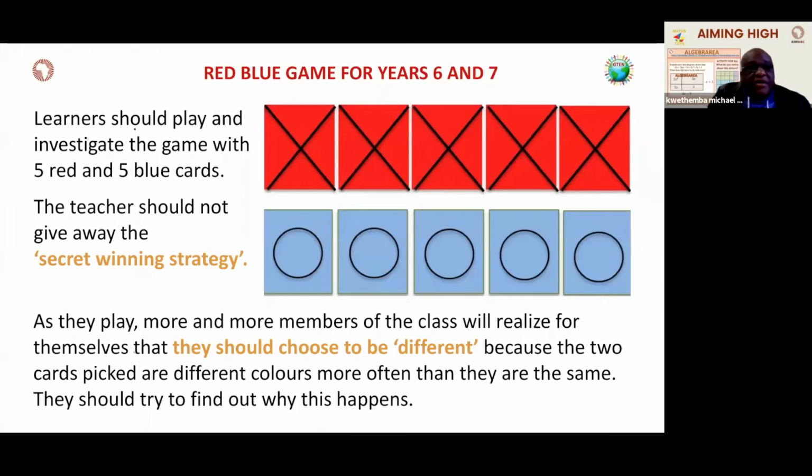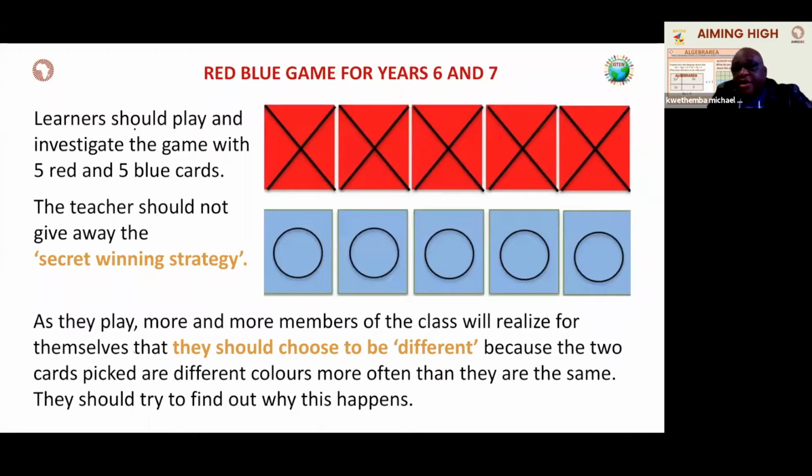Right. In this one, we want learners to try and play the game of red cards and blue cards. In this instance, we have exactly 5 red and 5 blue. As teachers, you are trying to find out, are the learners picking up what is happening as they play this game? Is this game a fair game or not a fair game?